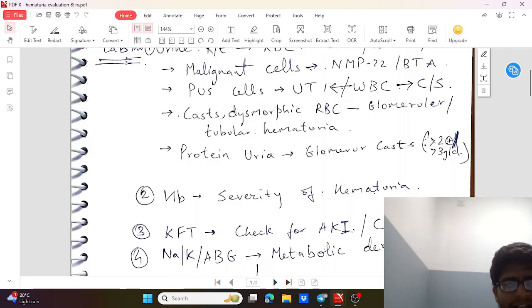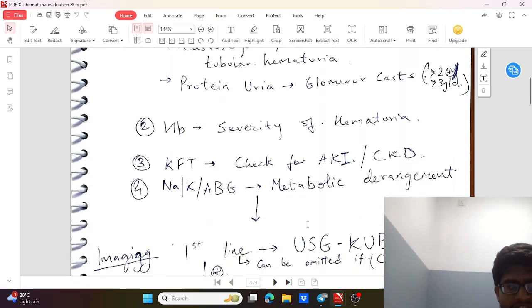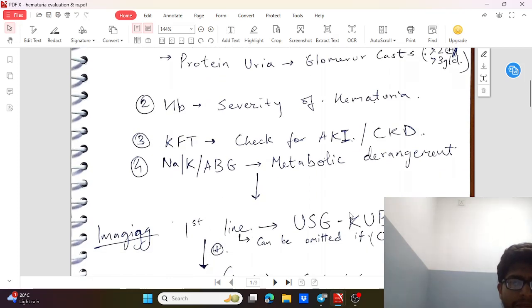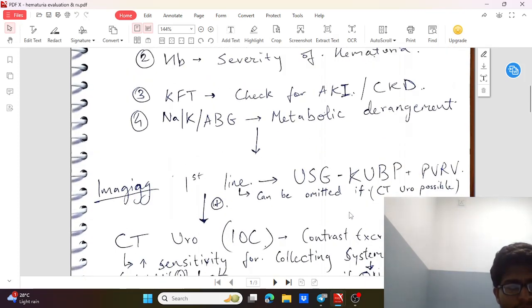Next, we go for KFT, that is, we check for any acute kidney injury or known chronic kidney disease that could affect the kidney function and cause a rise in creatinine, which has to be optimized before any contrast used imaging like contrast enhanced CT scan, and also before any procedure. Then sodium, potassium, and ABG for any metabolic derangement, which has to be corrected before any procedure or higher investigation.